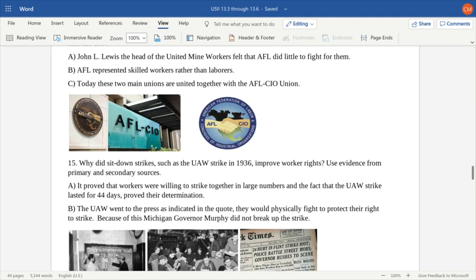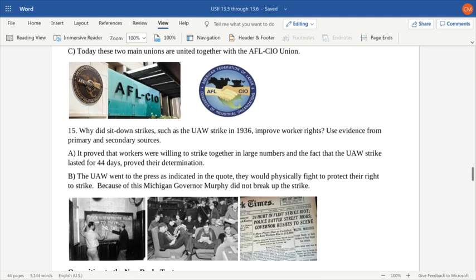The UAW also was pretty good in the media. They went to the press and indicated, in the quote, they would physically fight to protect their right to strike. Because of some of these strong united words, the governor of Michigan, Governor Murphy, did not break up the strike, even though the business owners, the owners of the automobile manufacturing factories, basically begged the governor to break it up.